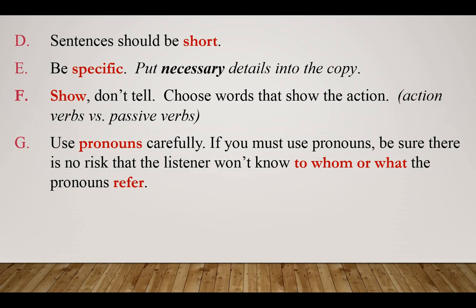Seventh, use pronouns carefully. If you must use pronouns, be sure that there's no risk that the listener won't know to whom or what the pronouns refer. A good example of this might be if you're talking about two women and you use the word she in the context of talking about these two women. Make sure it is absolutely clear which particular woman you are referring to, so that the word she doesn't become ambiguous and it's unclear as to which person she refers to.